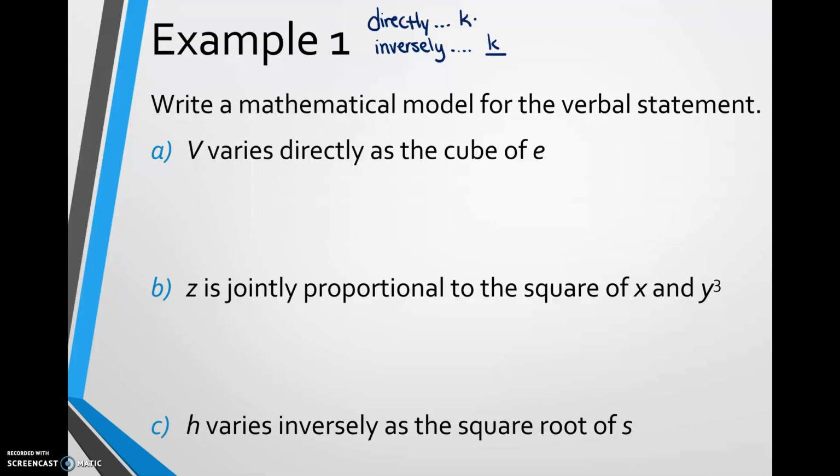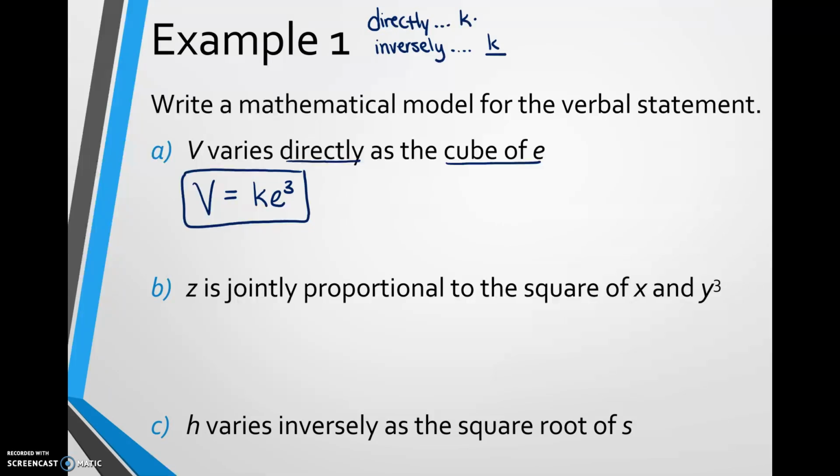Write a mathematical model for the verbal statement. V varies directly as the cube of E. I see directly, which means multiplication. So V equals k times, what do you suppose the rest of that equation would be? E. And what does it say before E? Cube. The cube of E. So V equals k times E cubed. Ta-da! That's it. That's all.